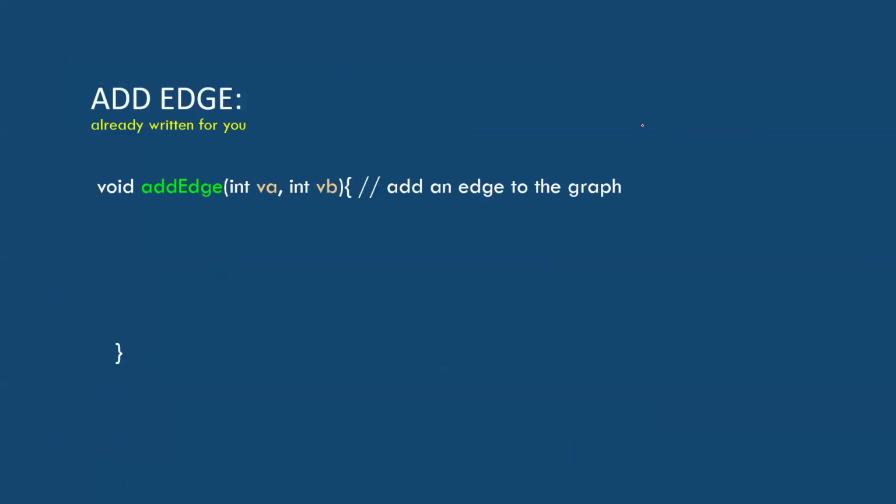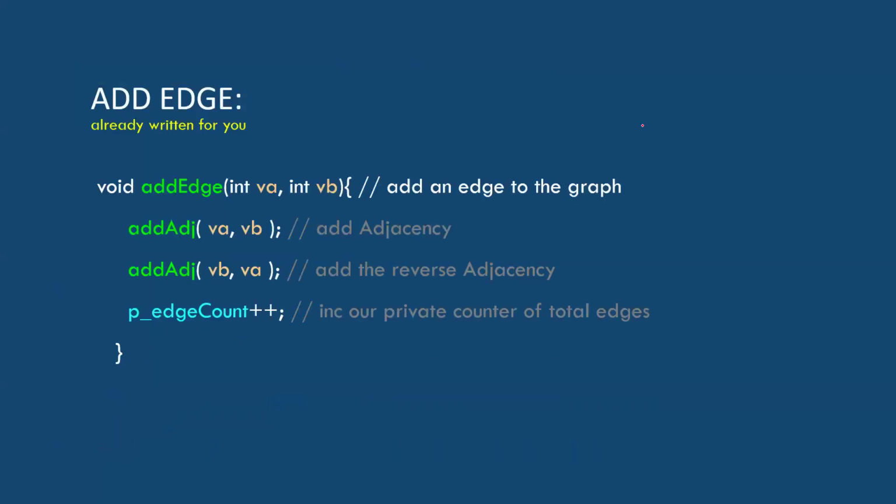There's our edge. Now, we're not going to make you do this, but this is all there is to the code, right? Add edge calls the add adjacency VA VB, VB VA, and increments the edge count. I think we saw that already here on our slides. Okay. So that's all we're really doing for add edge. Okay, both directions.